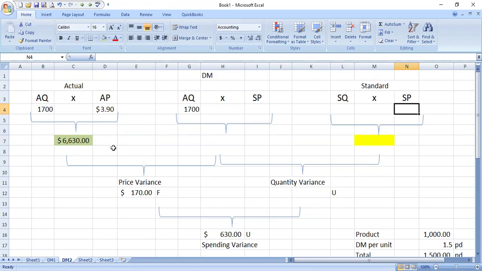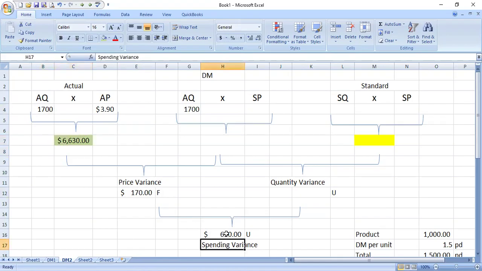You have the actual, you have the price variance, and you have the spending variance. Can you give me the standard price? And you have the actual quantity. By using the price variance and the spending variance, you're going to get this number. And once you get this number divided by 1,700, you're going to have the standard price.